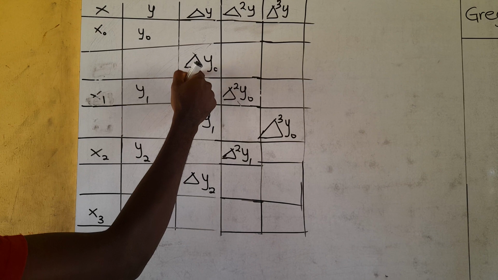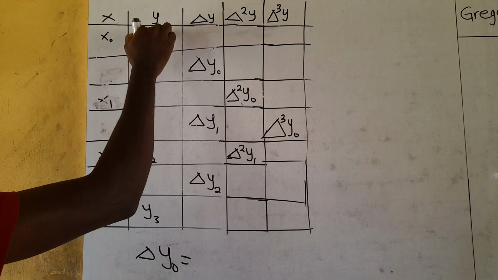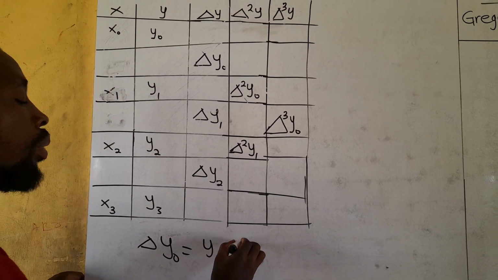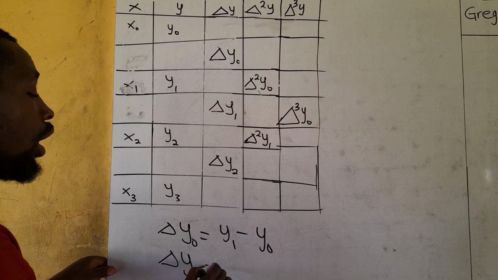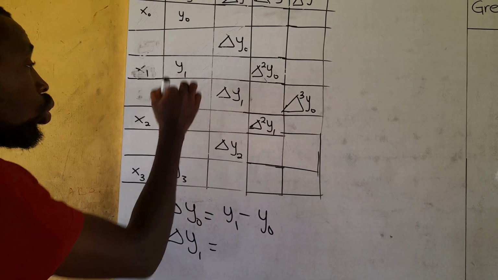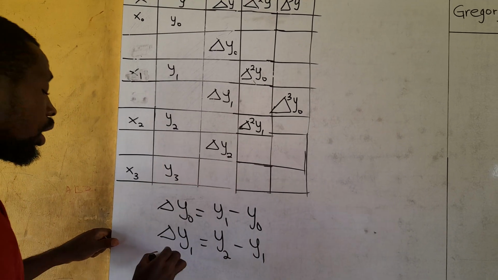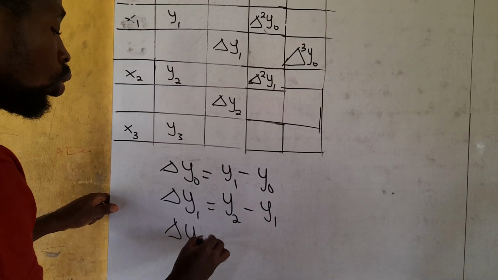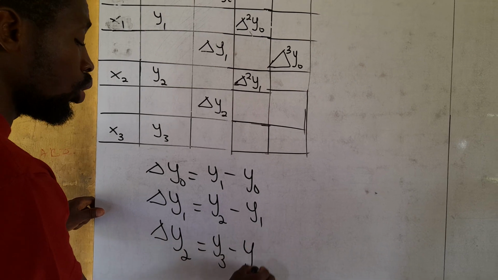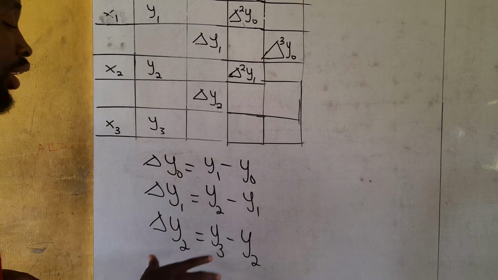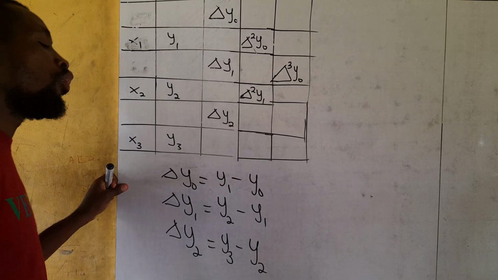So you can say that this value here, that's del y naught, is equal to y1 minus y0. Then this difference here, that's del y1, will be equal to y2 minus y1. The same way, our del y2 will be equal to y3 minus y2. I hope you get that. So we are going to use this to develop Gregory Newton's forward difference interpolation formula.